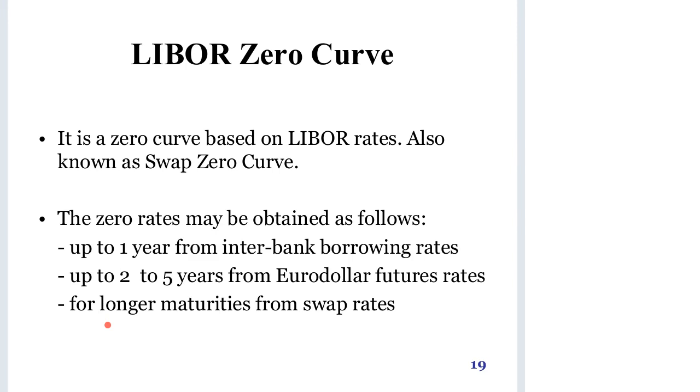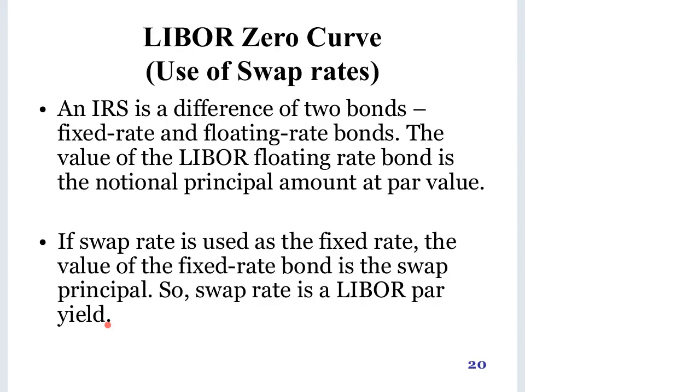Now, obviously, if you plot an interest rate curve based on the LIBOR rates, what you will end up getting is essentially a LIBOR zero curve. Then you can take the zero rates, which can be obtained up to 1 year from the interbank borrowing rates, 2 to 5 years from the futures rate, and for longer maturities from swap rates, because you do not have long maturity interbank borrowing or futures contracts. So for 10 years, 15 years, you don't have those, whereas you have 10-year, 15-year swap rates, so that can be used to estimate that.